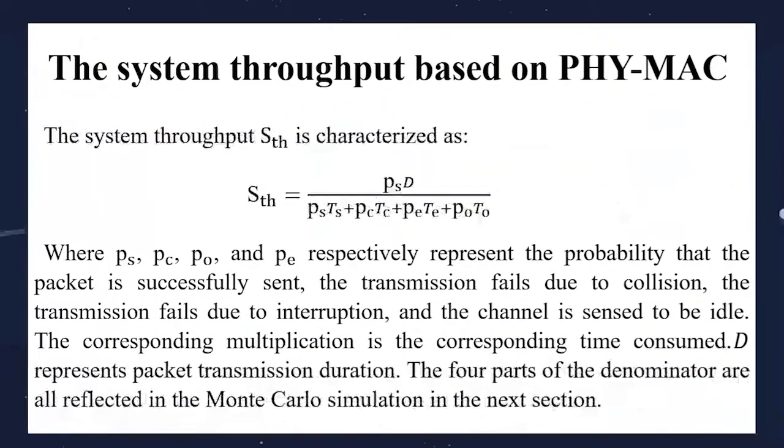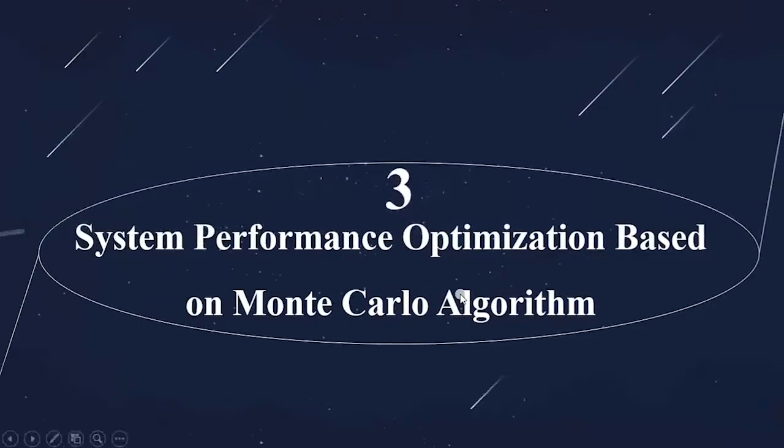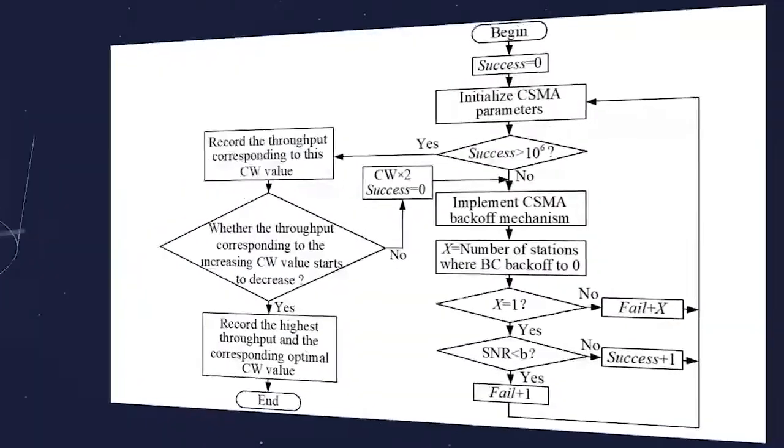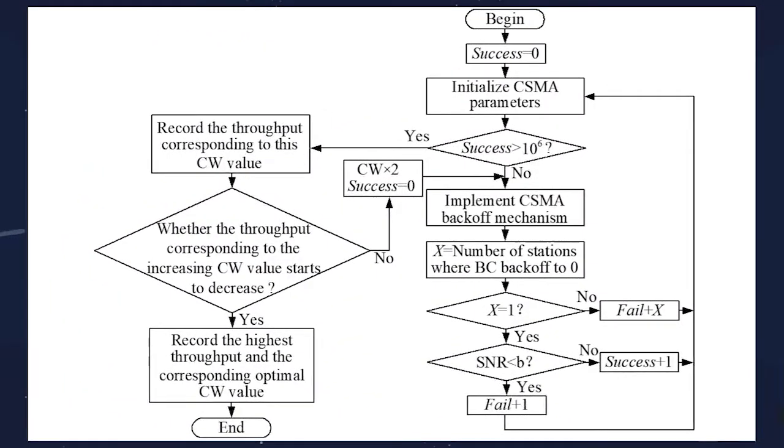Thirdly, system performance optimization based on Monte Carlo analog. The Monte Carlo method is a type of machine learning algorithm. In this Monte Carlo method, we set the size of the cycle packet to 10 to the 6. The meaning of this value is the number of successfully transmitted packets in each round of the loop.